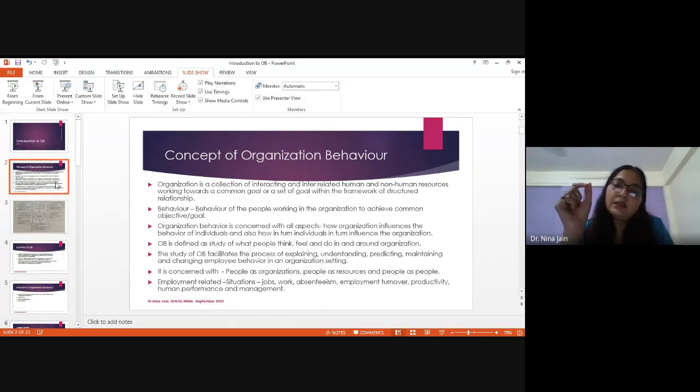So in an organization, we also calculate the absenteeism of a person in a month. So we come to know how much leave he has taken. You know about employee turnover?